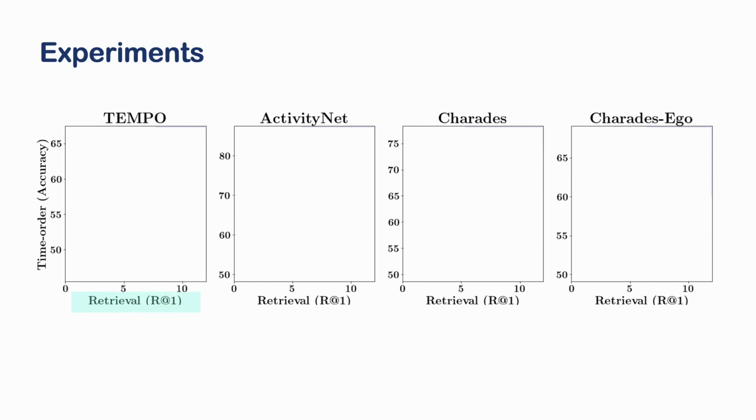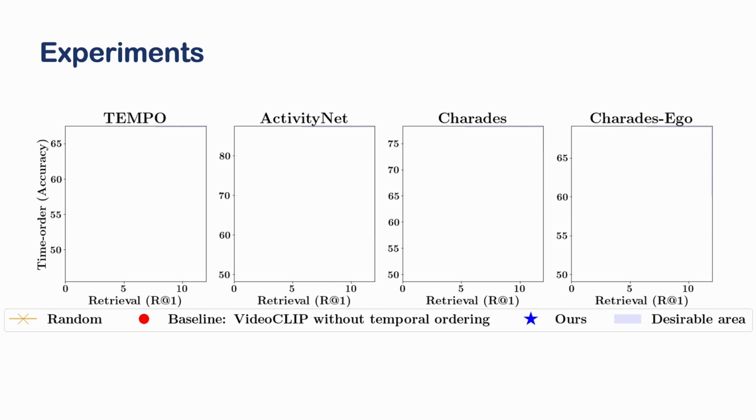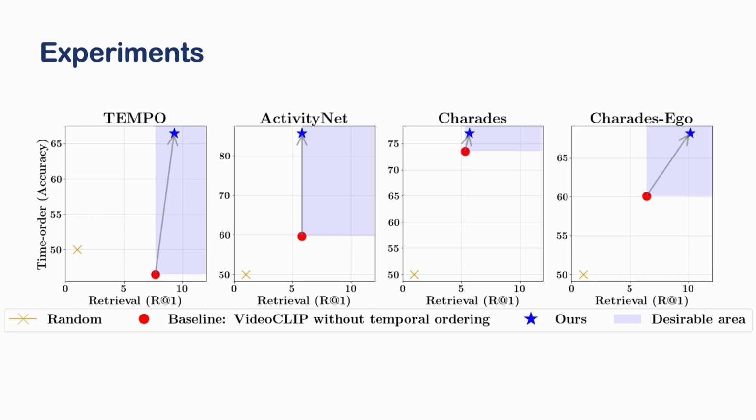For retrieval, we look at usual metrics such as recall at 1. For test of time, we look at temporal accuracy, which is the fraction of test samples where the model correctly associates a video with its time order consistent sentence. In comparison to the baseline, on all datasets, we observe that the retrieval performance is either maintained or improved, but more importantly, the temporal accuracy significantly improves with our TACT adaptation.